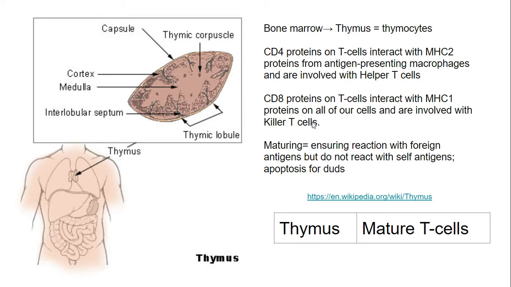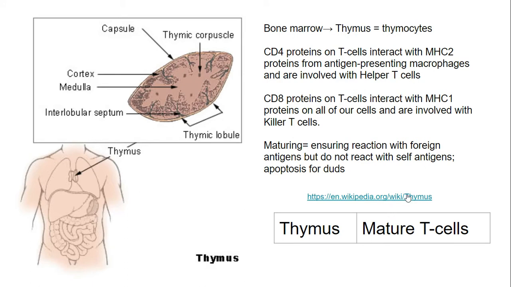Whereas our killer T cells, they have a different type of protein on their surface, and they're going to interact with these MHC1 proteins. Those proteins are presenting peptides that exist on every single cell in our body. So our killer Ts are monitoring everybody, and our helper Ts are only focused on interacting with macrophages and then ultimately B cells once they've been activated.